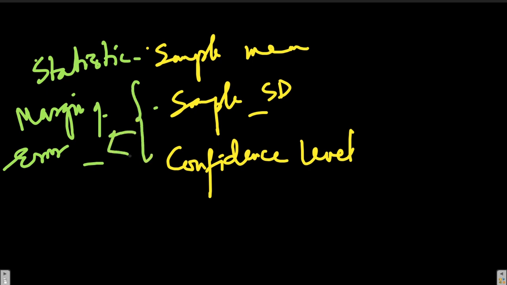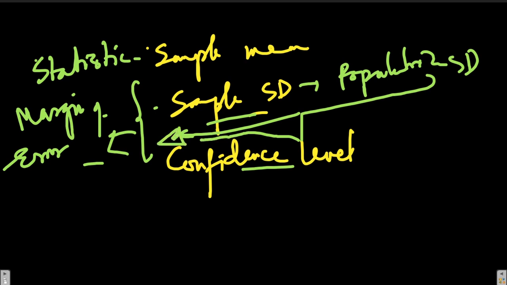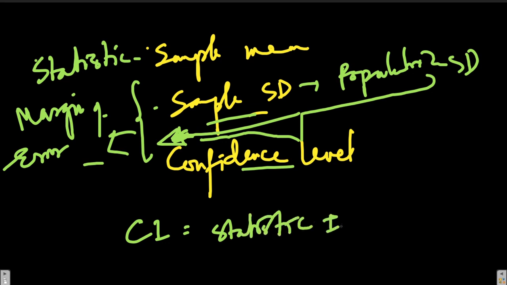So we need the sample statistic, and then we need a margin of error which will be derived from the sample SD and the confidence level, basically from sample SD to population SD. The population SD and the confidence level together give us the margin of error. So the formula here is that the confidence interval is equal to whatever statistic we have, plus or minus the margin of error.